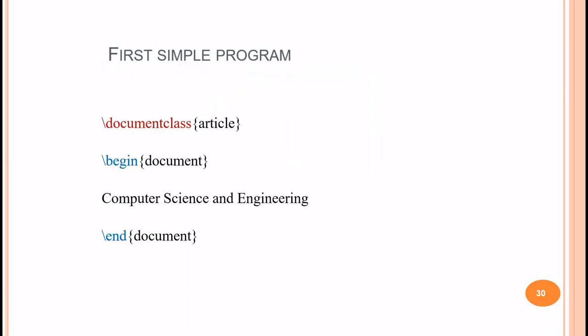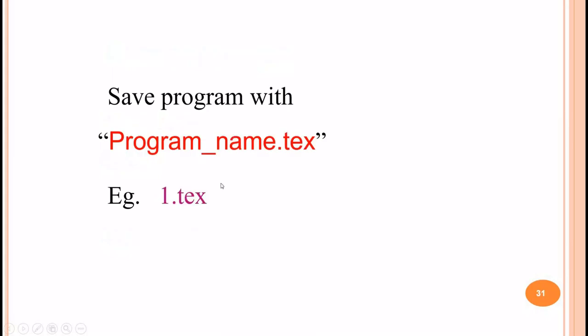So now here is the first example. I'll just write document class, and in brackets I'll explain that I want to make an article. Then begin document and end document are the same. Within it I just write computer science and engineering. When you save this particular file, you have to save this file with the extension .tex. Like in this I use 1.tex.